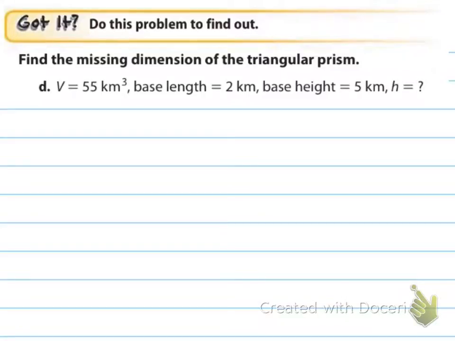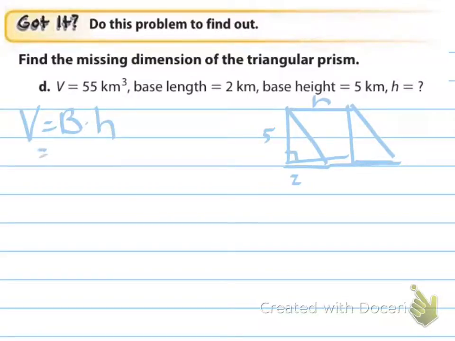All right, so now we're going to work on D, and again, they've given us the volume. This time they've given us the base and the base height, and we're missing the height again, just like in the last problem. So if you'd like to draw the picture, you can. Just do two triangles next to each other, something real simple, and label things appropriately. So the height is what's missing. This is 5 and 2. And so now we're going to use our volume equals big base times height.